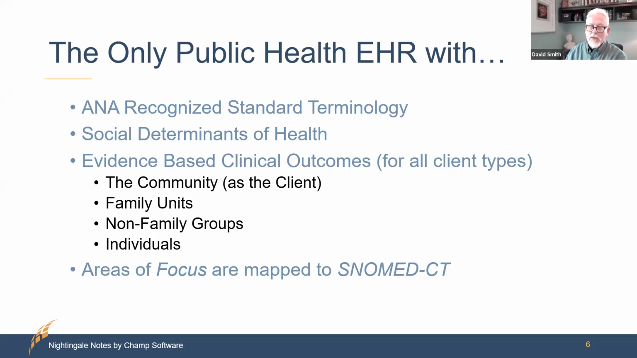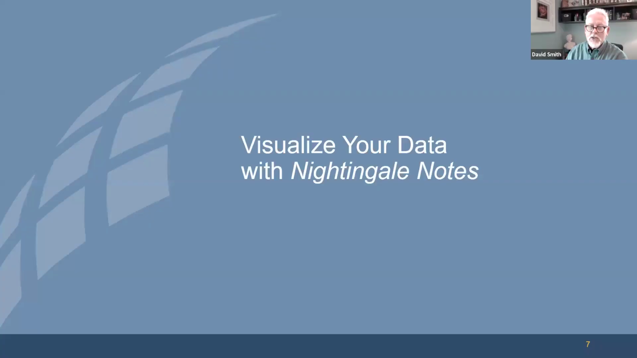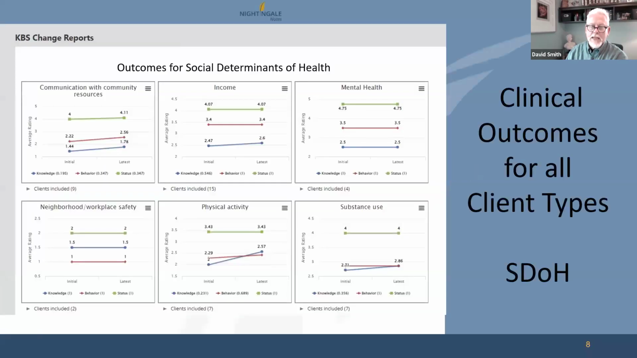And ours also includes social determinants of health and evidence-based clinical outcomes for all client types, even if that client is the community, a family unit, a non-family group, individuals. And the other unique thing about ours is that every area of nursing focus are mapped to SNOMED CT, so you can share that data with medical providers. Today, our topic is visualization of your data, so we're going to show how that happens in Nightingale Notes.